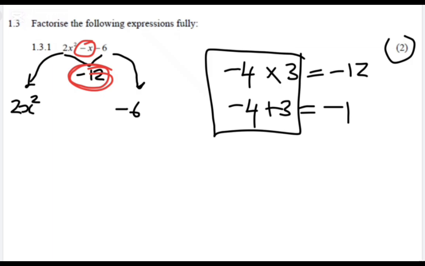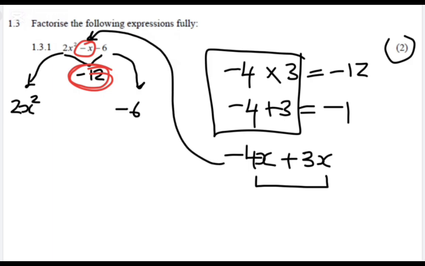So what we're going to do is write them here, but when we write them here, we're going to put them with x's. We're going to have negative 4x and then plus 3x. Why? Because we want them, when we add these two like terms, to give us this number that is in the middle there. So what we're going to do next is group this thing here. We're going to factorize by grouping.